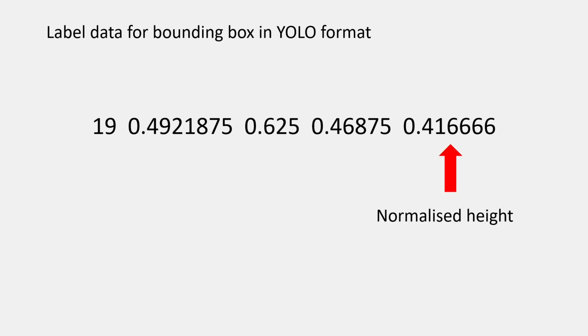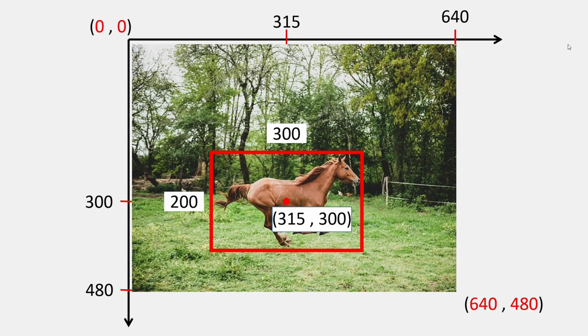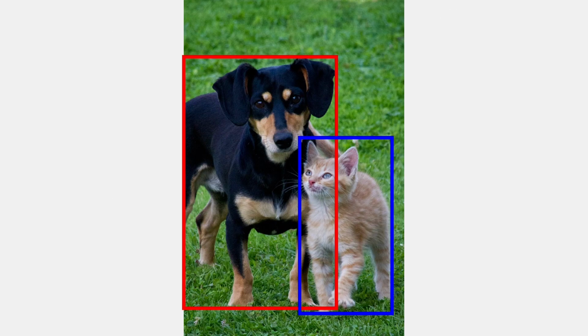and normalized height. Now this one is only for one object. If there are multiple objects, then obviously we will be having multiple bounding boxes, and then for each of these bounding boxes we will have multiple lines of data.